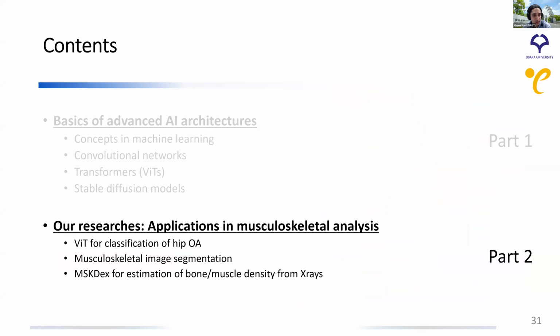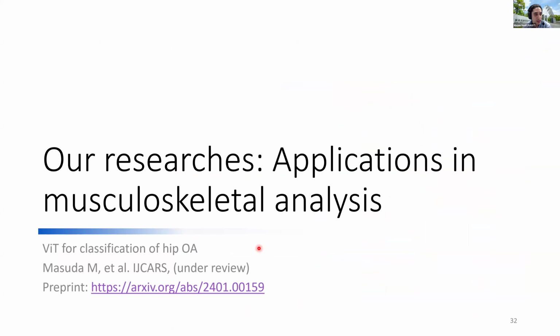So here comes the second part of my talk, our research on applications in musculoskeletal analysis. I will show 3 examples of our work. In the first example, this is a work by one of our second-year master course students, Mr. Masuda. This paper is currently under review by IGCARS, and you can find the preprint on this link.